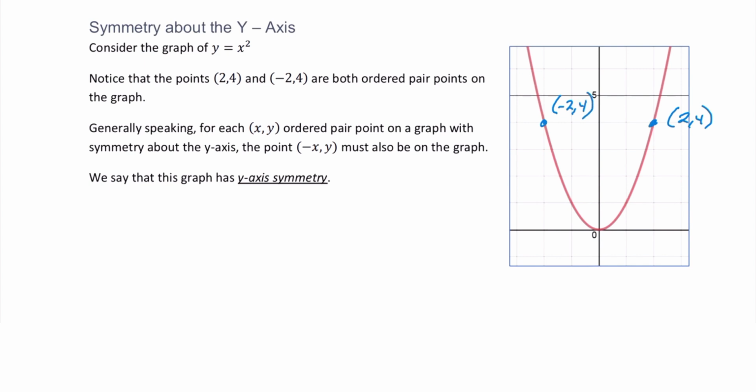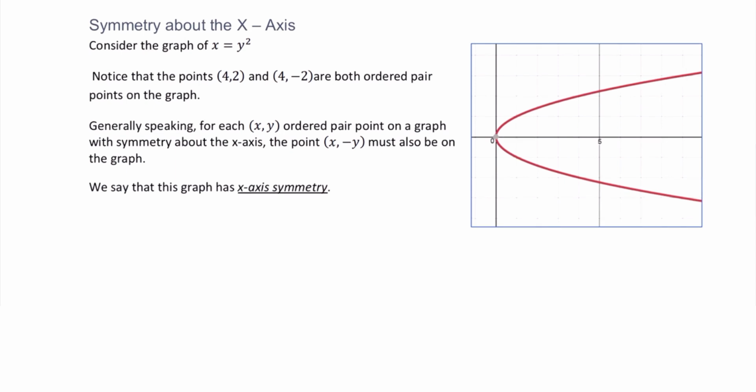More generally speaking, for each (x, y) ordered pair point on a graph with symmetry about the y-axis, the point (-x, y) must also be on the graph. So if we have (x, y) here, then (-x, y) must also be present if we have symmetry about the y-axis.